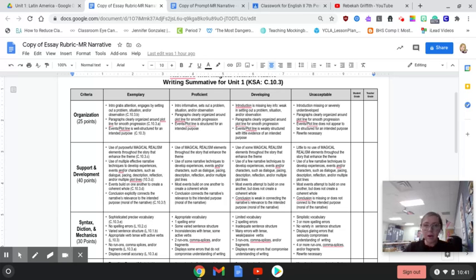So again, when I talk about plot line and smooth progression, you are going to talk about the exposition, the rising action, the climax, the falling action, and then the resolution. The events and the plot line is well structured for an intended purpose. So you are clearly talking about a problem and something that is learned through the plot diagram. You have support and development.